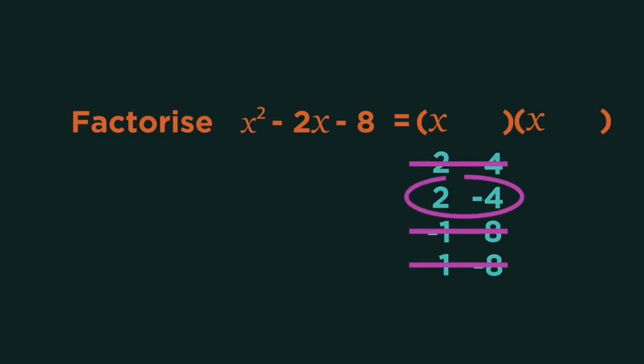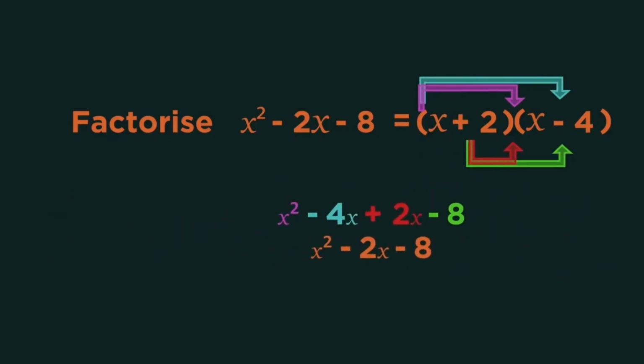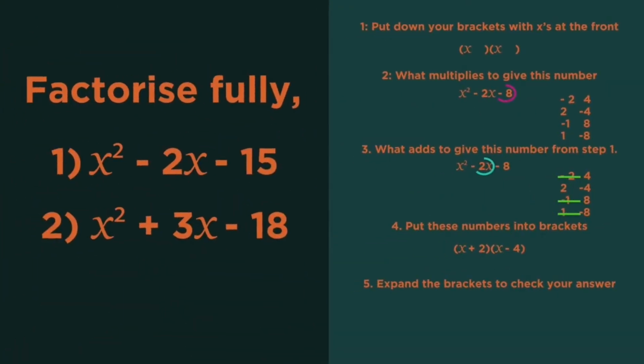+2 minus 4 gives us -2. So put those numbers into the brackets. x plus 2, x minus 4. It's really important to check yourself, so just quickly expand the brackets to make sure you factorise correctly. So here's 2 for you to do. I'll leave the steps on screen as a guidance. Pause the video, factorise the quadratics, and click play when you're ready.